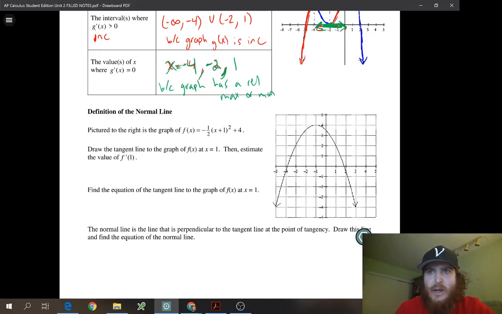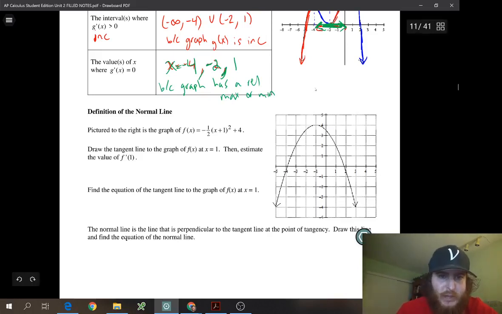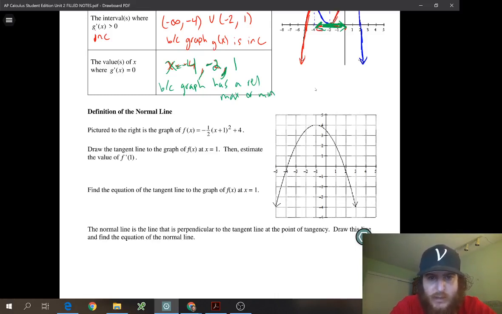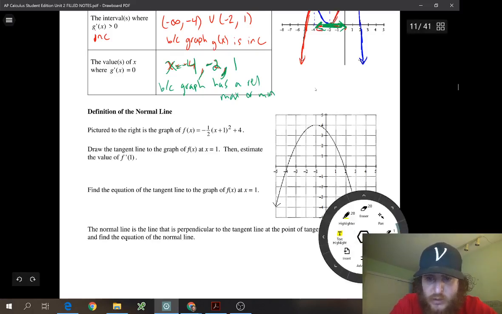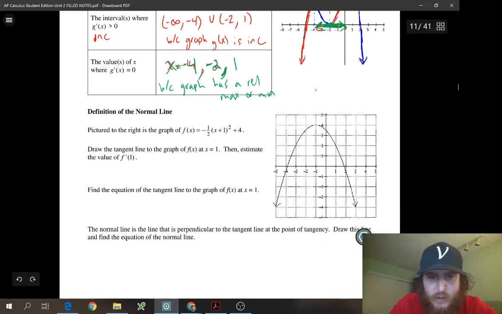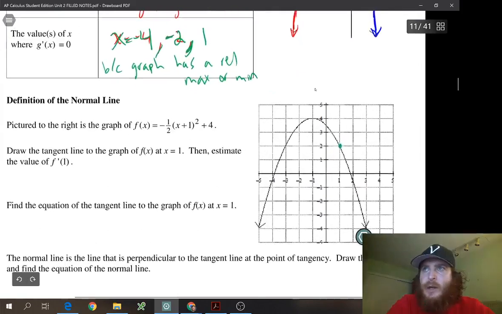Now, one last thing I do want to talk about is this normal line. So we've talked about tangent lines, okay? We're going to add in this new word called a normal line. So here we have a graph of f of x equals negative 1/2 parentheses x plus 1 squared plus 4. And I want us to first start by drawing the tangent line of this graph at x equals 1. So at x equals 1, if we drew a tangent line, I'm going to zoom in here.